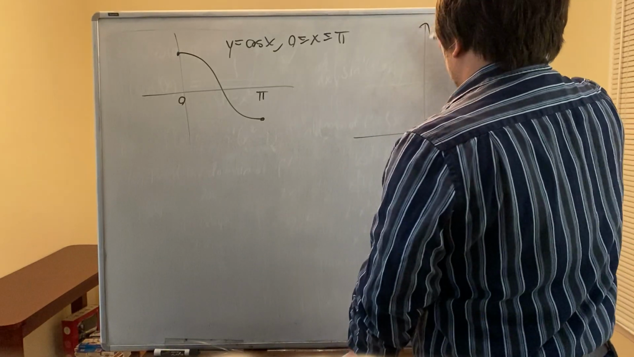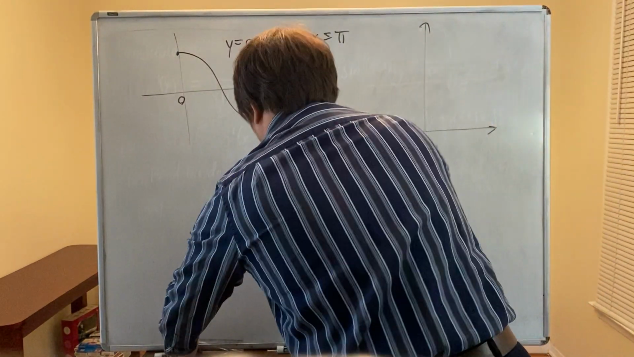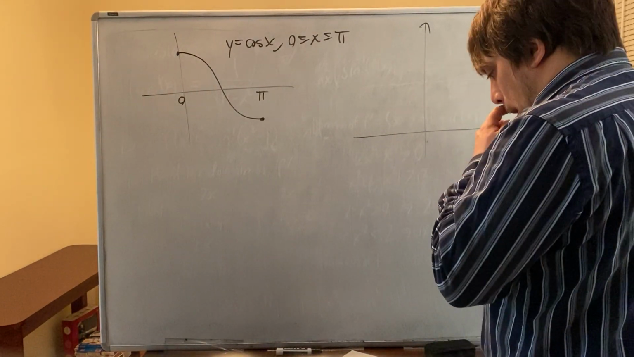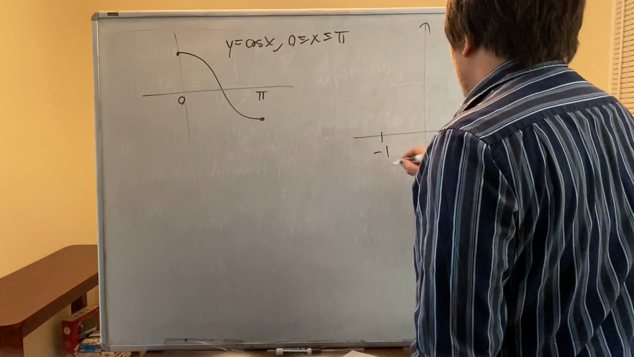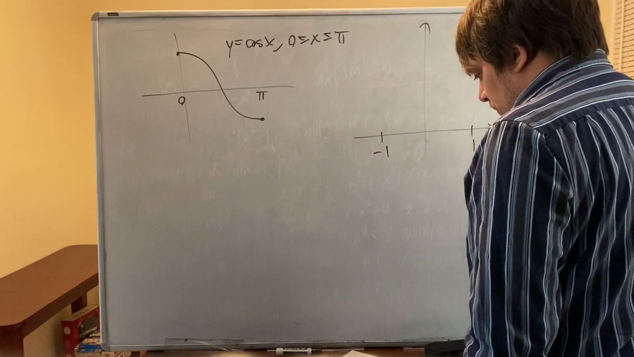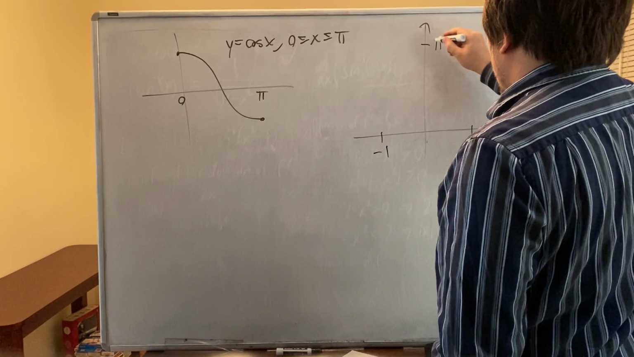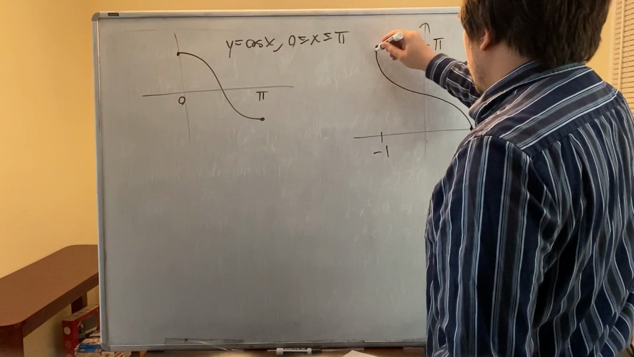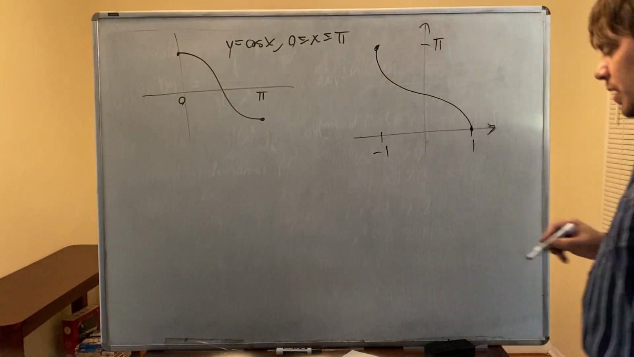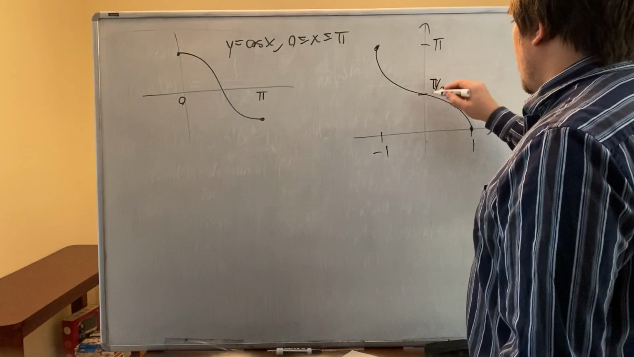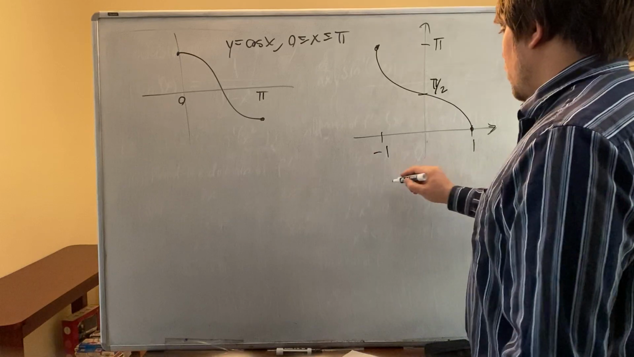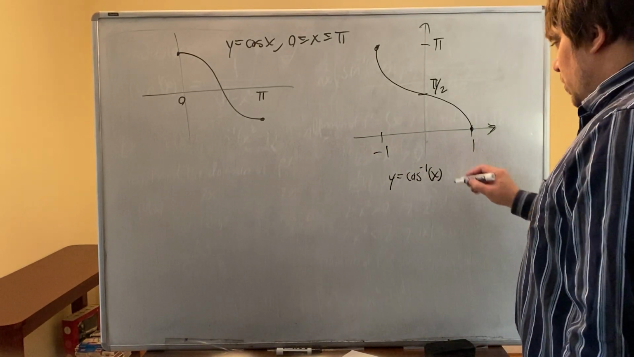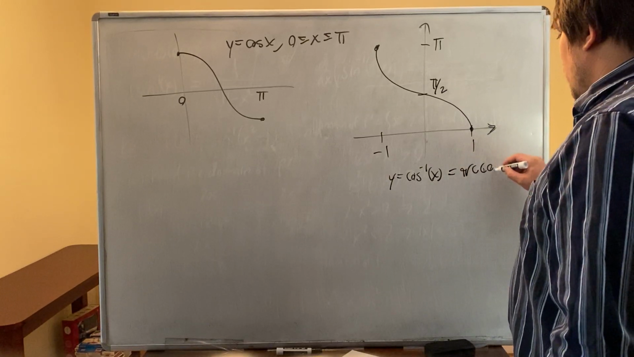Let's draw the graph of it. I'll use this pen marker because I think it has more ink in it. So if you have from -1 to 1, and this is 0 to pi, then the inverse graph will look something like this. This crosses the graph at pi, and the y-axis at pi over 2. So this is y equals cosine inverse of x, which is arc cosine x.